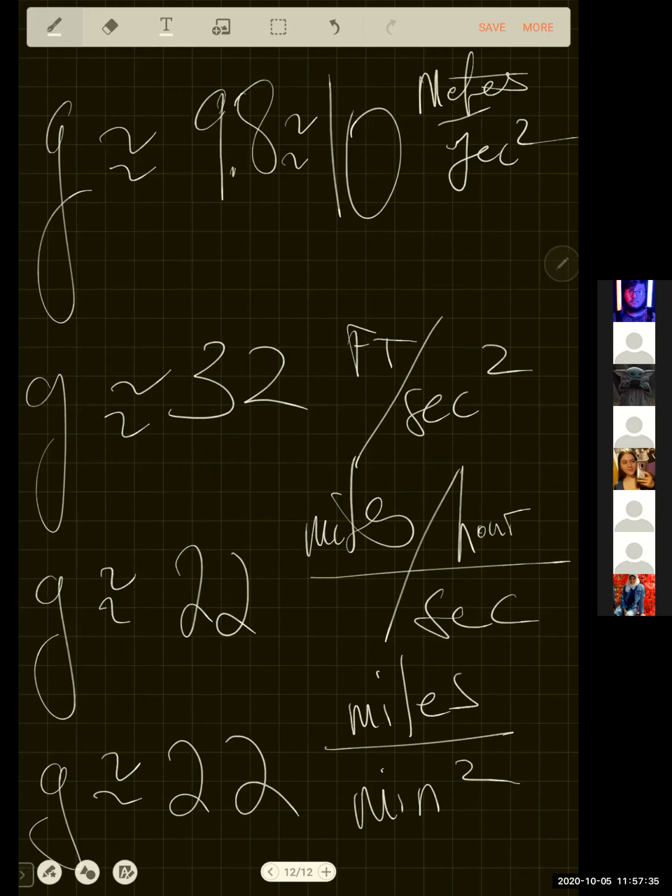Accelerations don't have to be with square time units, but when they are, they're very handy. Whatever you are starting to believe about the number g, 10 meters per second squared, you can believe also about the number 22 miles per minute squared. As long as you totally understand them, that is the ultimate takeaway.